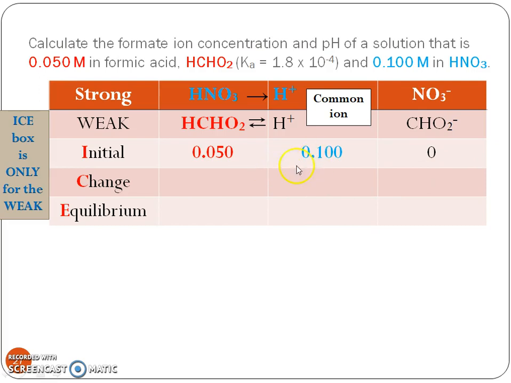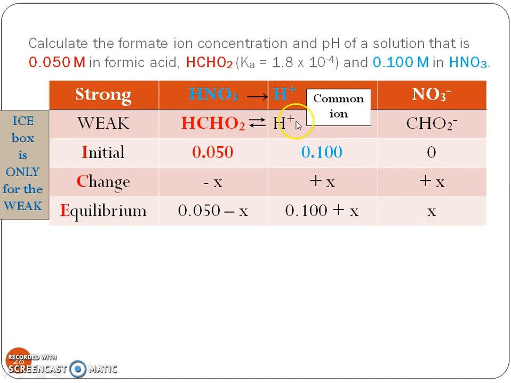So can you fill in the initial concentrations from the information they give you? And again, the CHO2 negative is 0 initial. Our change is going to be that X again. Can you plug and chug? Again, pause the video and can you solve for X?